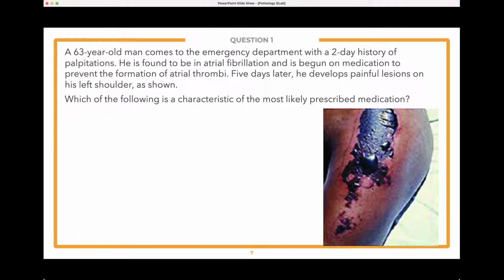So after you've read the lead-in, now read the vignette. A 63-year-old man comes to the emergency department with a 2-day history of palpitations. He is found to be in atrial fibrillation and has begun on medication to prevent the formation of atrial thrombi. 5 days later, he develops painful lesions on his left shoulder, as shown. So that's the image there. So again, the question: which of the following is a characteristic of the most likely prescribed medication?